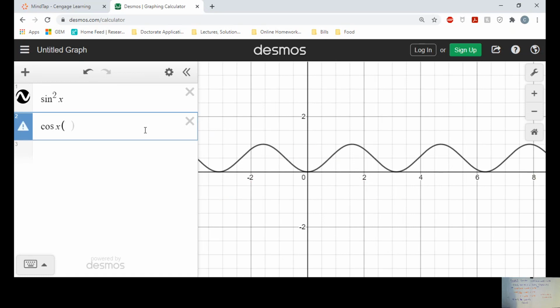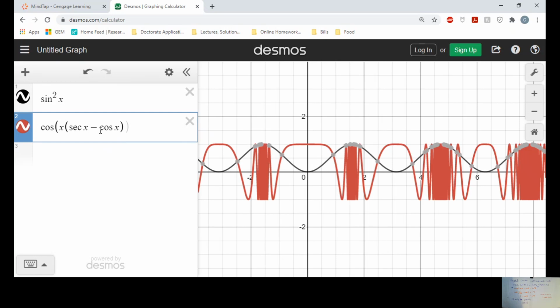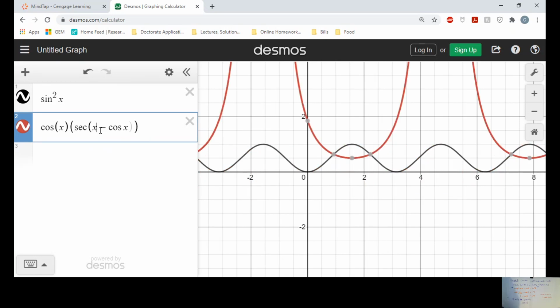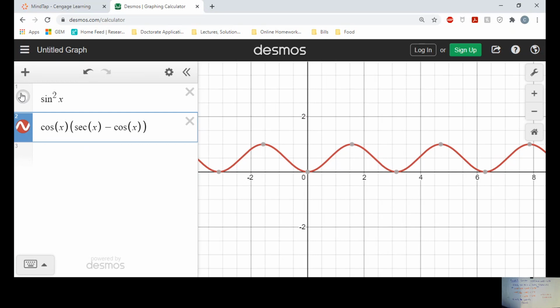Now we have cosine x times secant x minus cosine x, and there they go. Nope, wait, it doesn't like that. Why doesn't it like that? All right, it wants me to use parentheses around the arguments of these trig functions because it got a little confused. There it is. They are, in fact, equal because they're right on top of each other. Okay, cool. That's all you have to do to verify it graphically. Just plug it into Desmos.